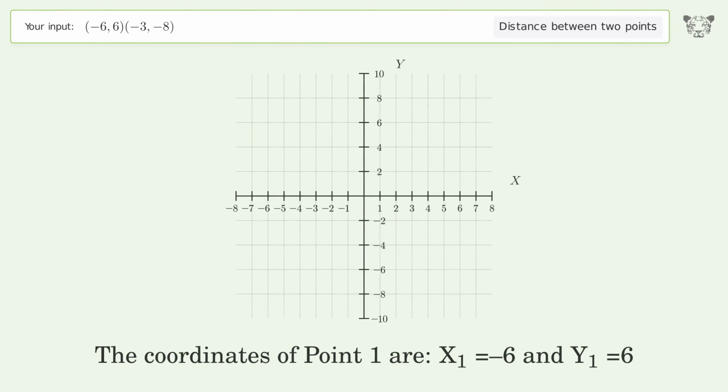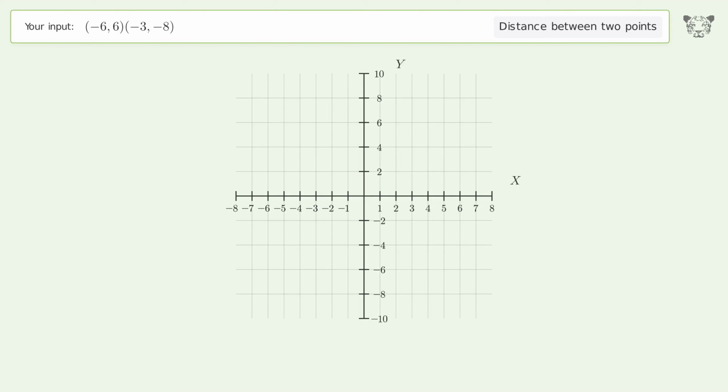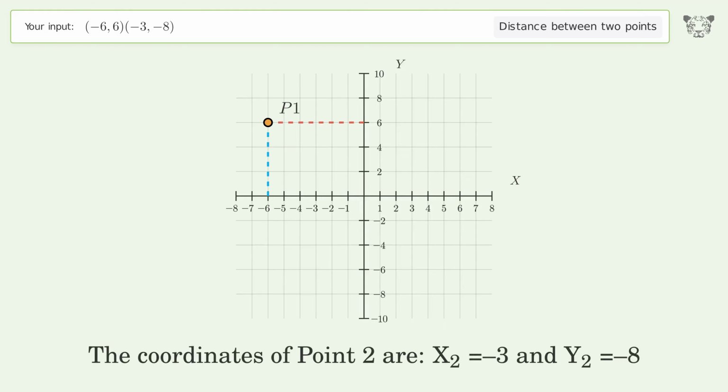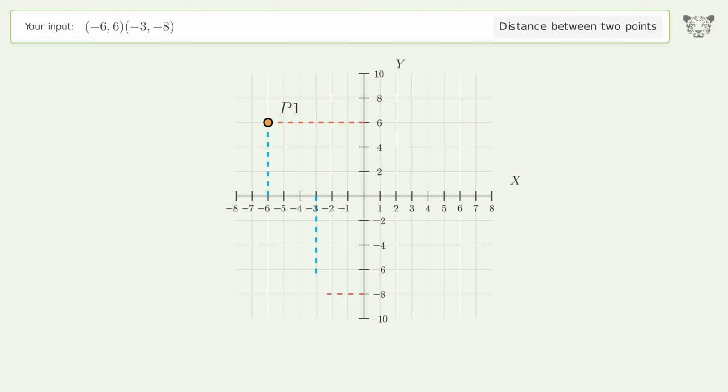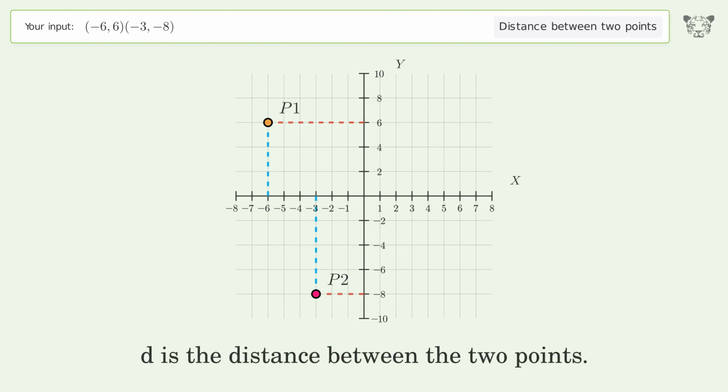The coordinates of point 1 are x1 equals -6 and y1 equals 6. The coordinates of point 2 are x2 equals -3 and y2 equals -8. D is the distance between the 2 points.